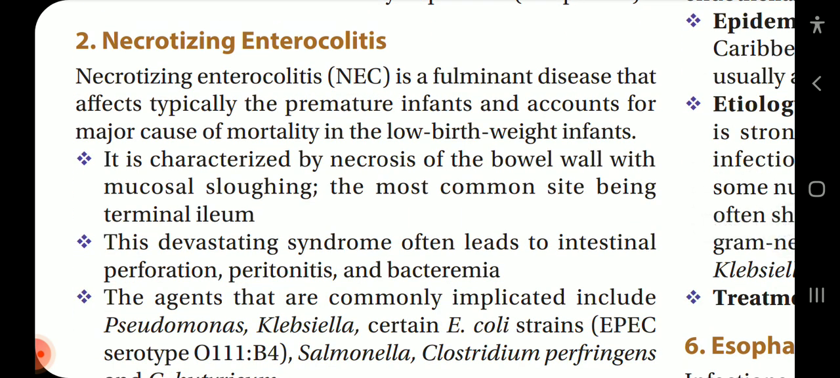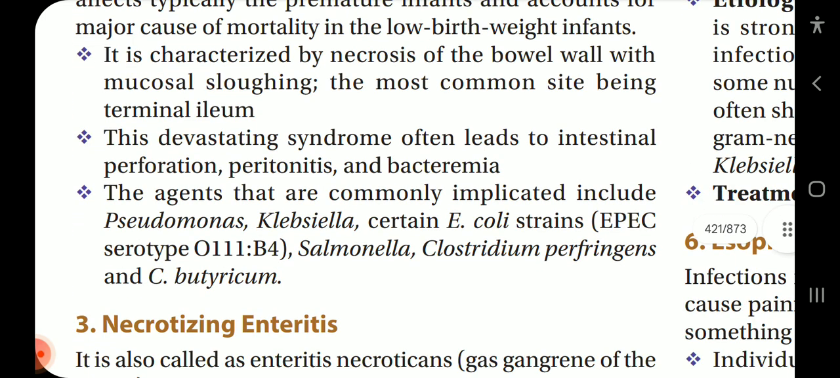Necrotizing enterocolitis. Necrotizing enterocolitis is a fulminant disease that typically affects premature infants and accounts for a major cause of mortality in low birth weight infants. It is characterized by necrosis of the bowel wall with mucosal sloughing, the most common site being the terminal ileum. This devastating syndrome often leads to intestinal perforation, peritonitis, and bacteremia.